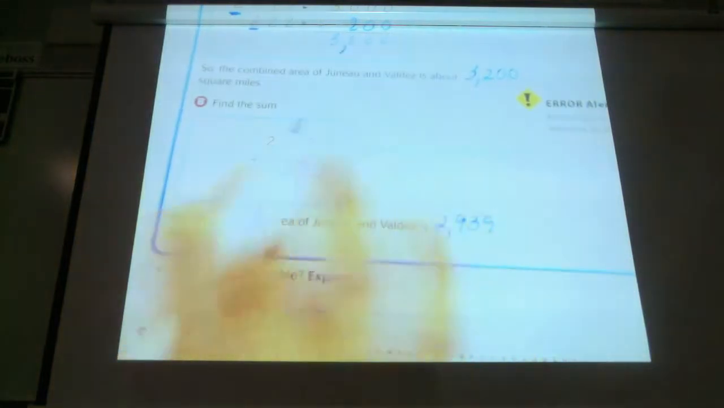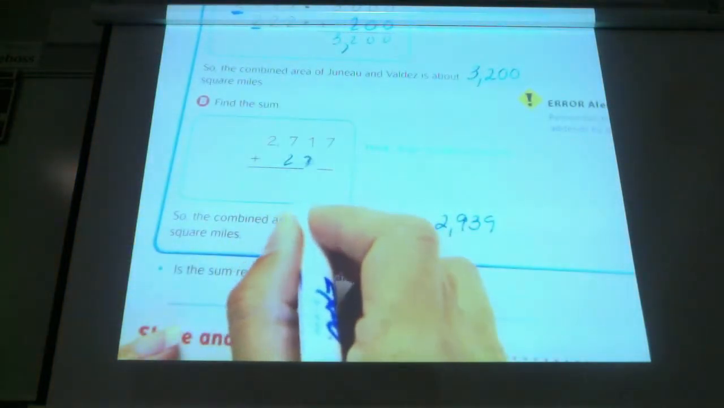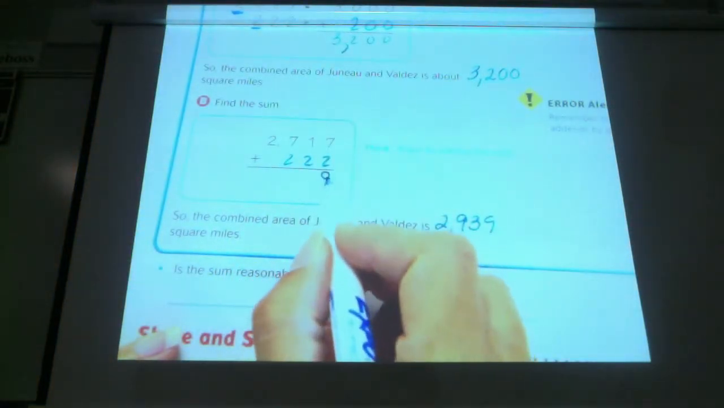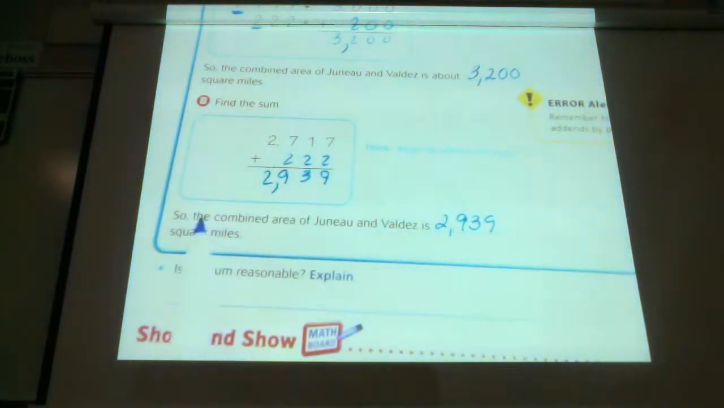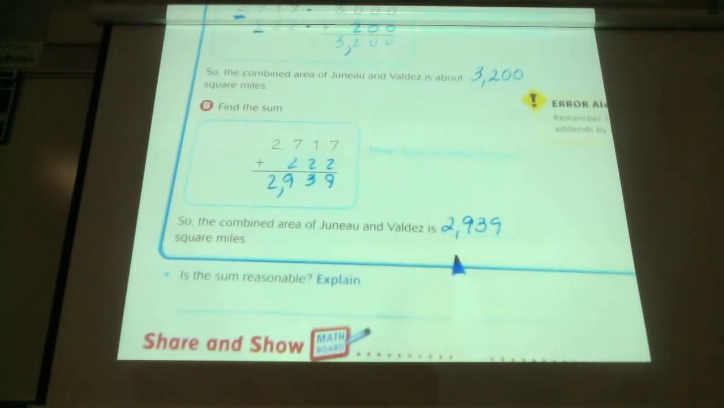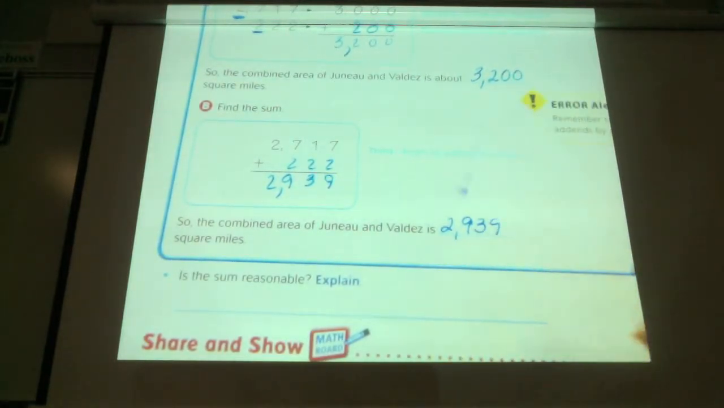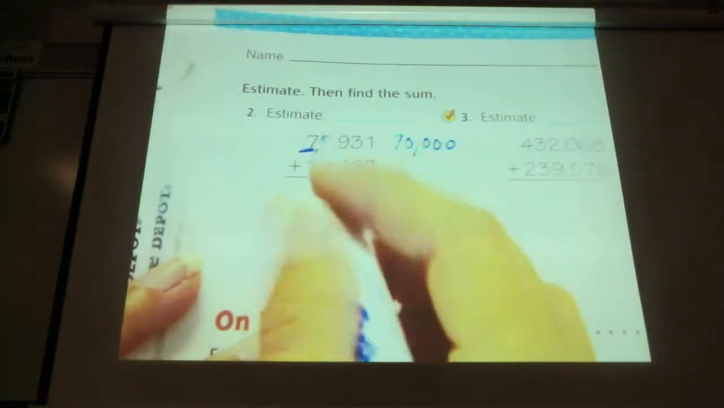Okay, so now I've done this right. Let's say I've gone back and checked it, and I say, okay, 9, 3, I think I did this part wrong, so I'm going to double check it. And now I have, this is my answer, and this was my estimate. Am I closer? Is this reasonable? Yes. Explain why.